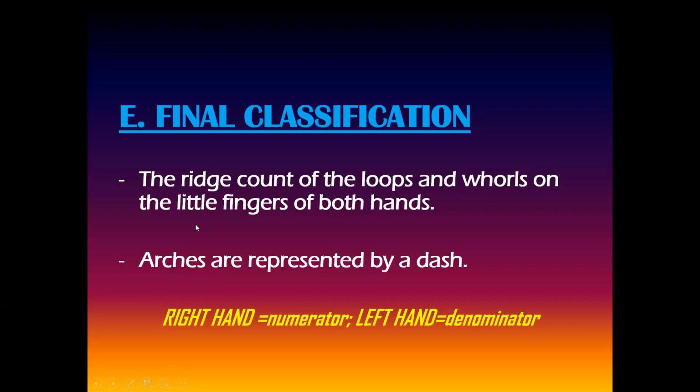Okay, and then we have the final and K classification. So the final classification pertains to the ridge count of the loops and whirls on the little fingers of both hands. And if there are no loops and whirls, and the pattern appearing are arches, then it will be represented by a dash. So the right little finger will be the numerator, and the left little finger will serve as your denominator. Okay, just indicate the number of ridge count. Take note that what we are talking about here is a ridge count of loops and whirls.